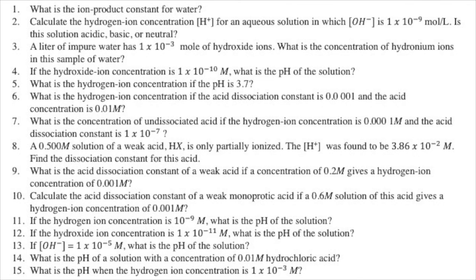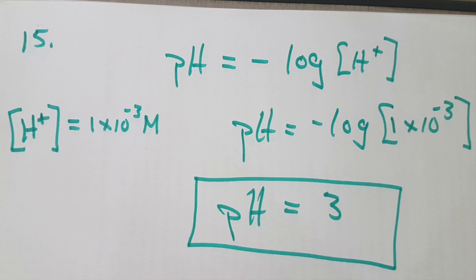Number 15, what is the pH when the hydrogen ion concentration is 1 times 10 to the negative 3? And if you're starting to get this now, if it's 1 times 10 to the negative 3, then it would simply be the negative exponent, because that's actually your log. But if you plug it in your calculator, negative log of 1 times 10 to the negative 3, you'll get 3. Okay? So that's it. That's a nice little review for you.